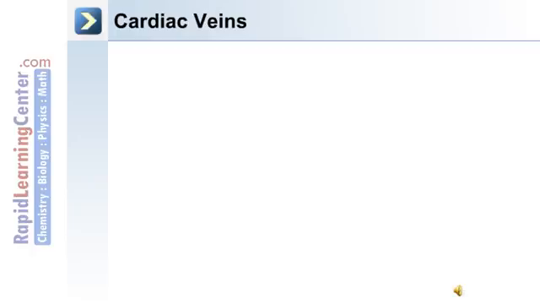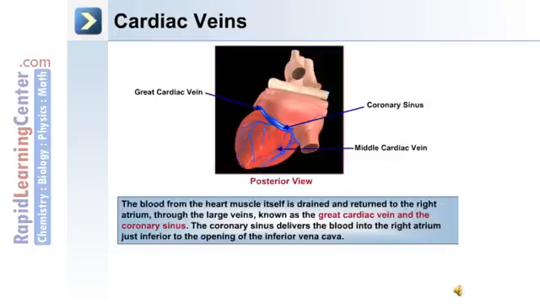After the blood supply is utilized by the cardiac muscle, it's returned through the cardiac veins. The blood from the heart muscle itself is drained and returned to the right atrium through the large veins known as the great cardiac vein and the coronary sinus. The coronary sinus delivers the blood into the right atrium just inferior to the opening of the inferior vena cava.